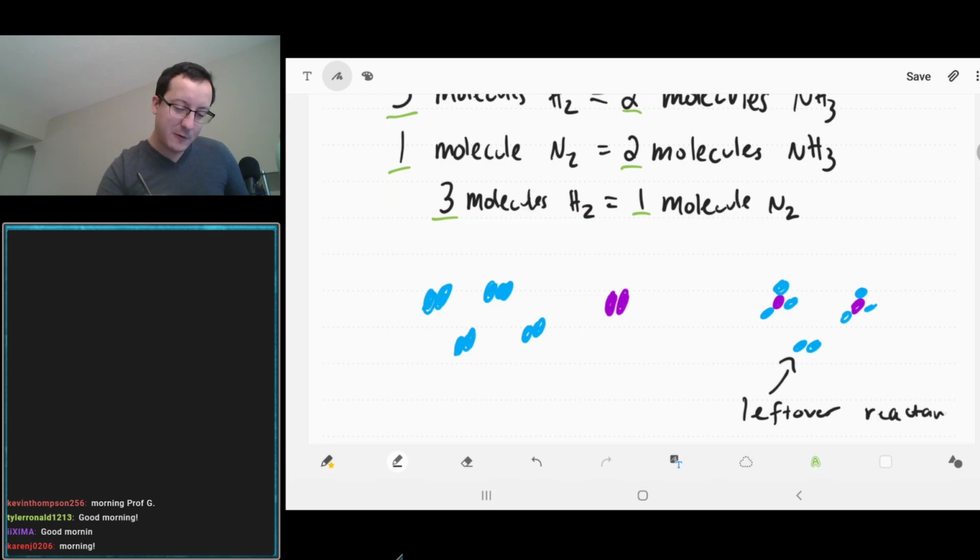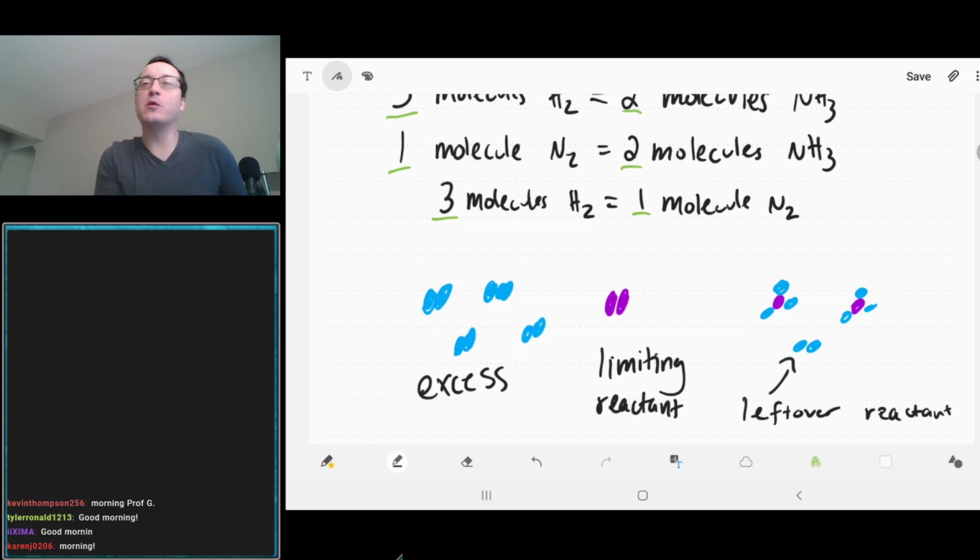This would be a leftover reactant, you could say. And since it was nitrogen that limited how much ammonia we could make, we had excess hydrogen, more hydrogen than we needed, but we had actually run out of nitrogen before we could keep doing this reaction. And so we're going to call that a limiting reactant.